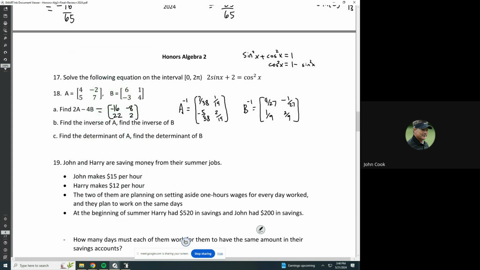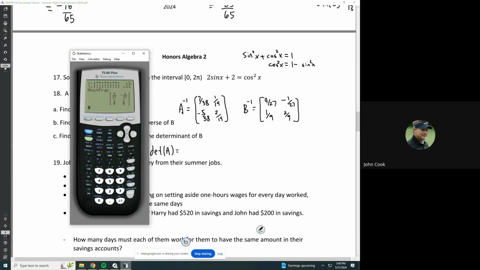There's the inverse. Find the determinant of A and find the determinant of B. Again, you can just use your calculator for this. So the determinant of A, it's just going to be a scalar value, just a number. So just type it in your calculator. So go to matrix and determinant and matrix A. And you get 38.